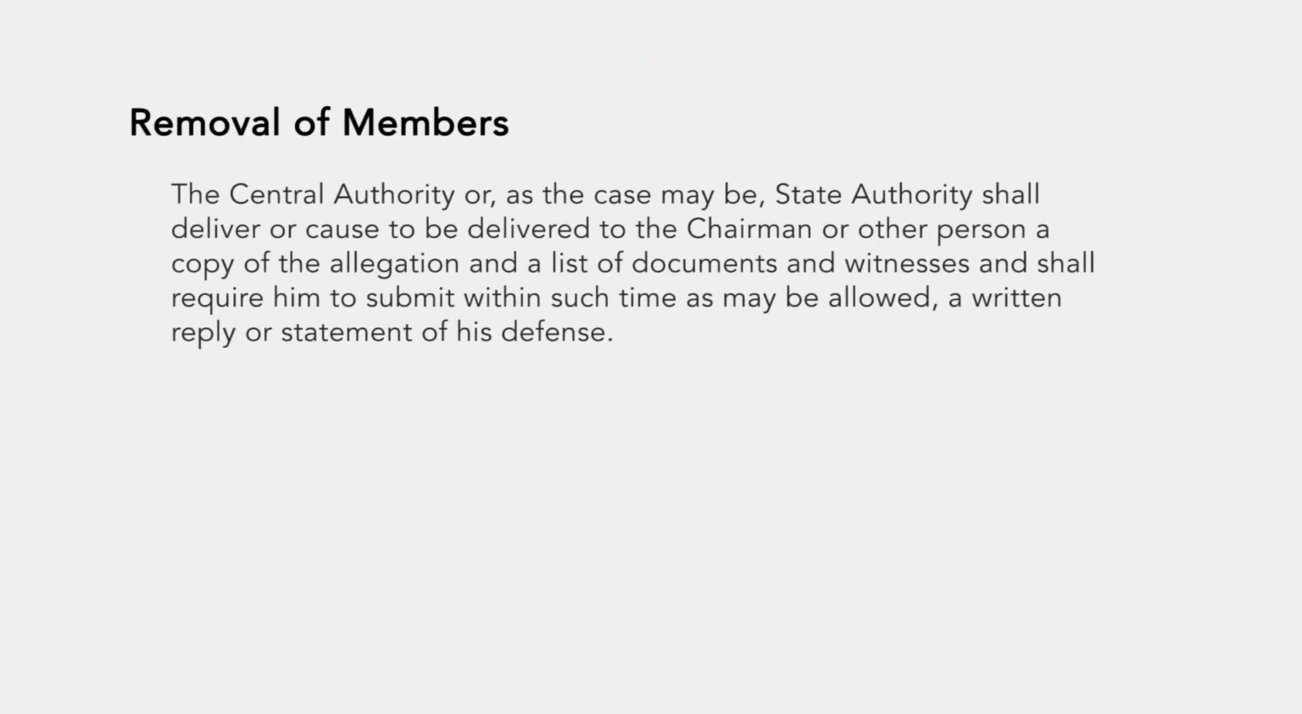Removal of members, the central authority, or as the case may be. Now, what is the procedure for removal? The central authority, or as the case may be, the state authority shall deliver or cause to be delivered to the chairperson or other person a copy of the allegation and a list of documents and witnesses, and shall require him to submit within such time as may be allowed a written reply or statement of his defense.